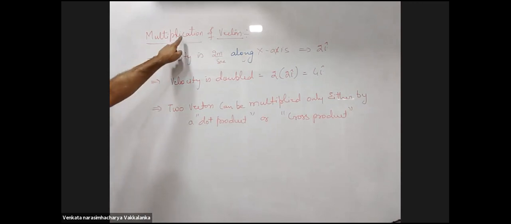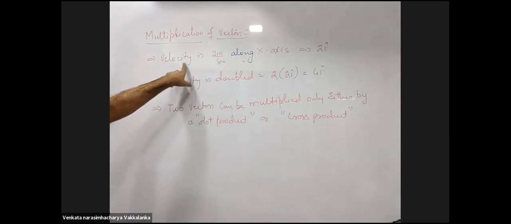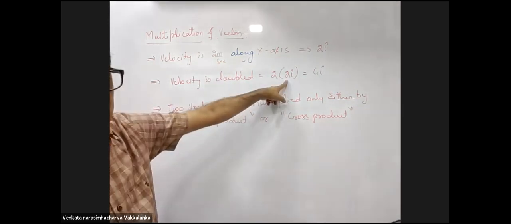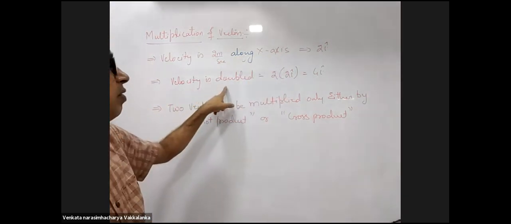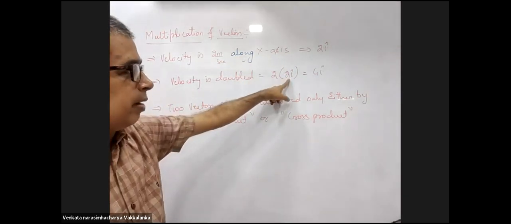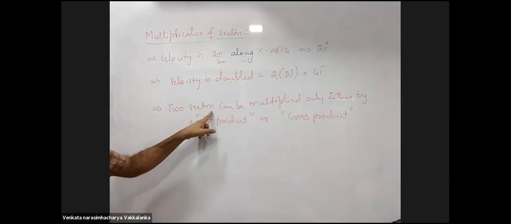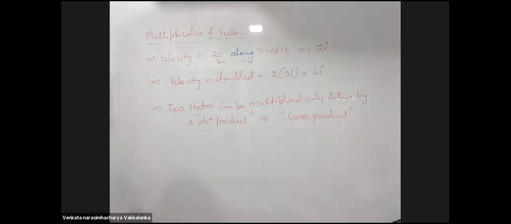We are dealing with multiplication of vectors. If it is a scalar multiplication, you can directly multiply it as it is, no issue. You have doubled the velocity, that means 2 times 2 I cap. You directly multiply. But the difference comes when you are multiplying two vectors. It should either be a dot product or a cross product.